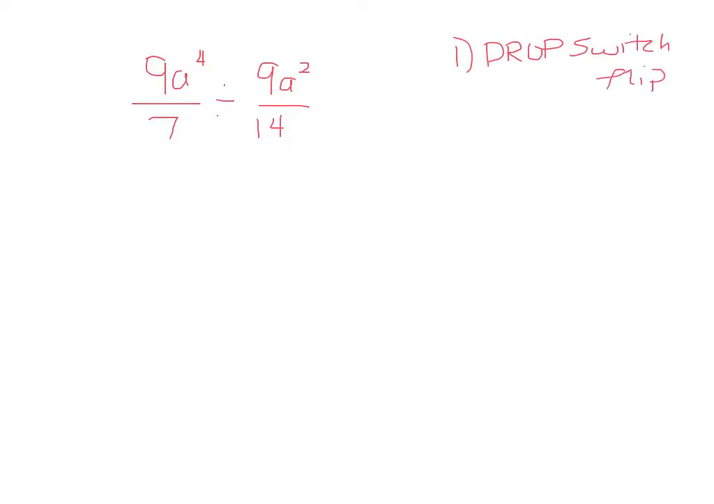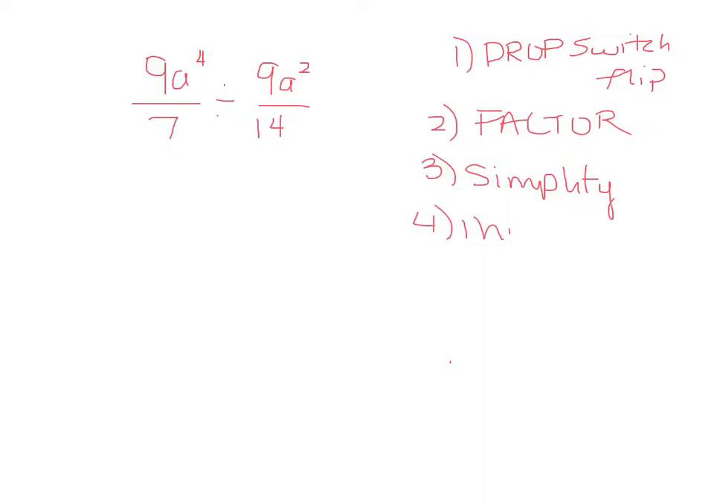Let's do 9a to the 4th over 7 divided by 9a squared over 14. So step 1 is drop, switch, flip. Step 2 is to factor, and in this case, again, we're going to think of it in terms of its factors since everything's a monomial. Step 3 is to simplify, and step 4 is to multiply straight across.